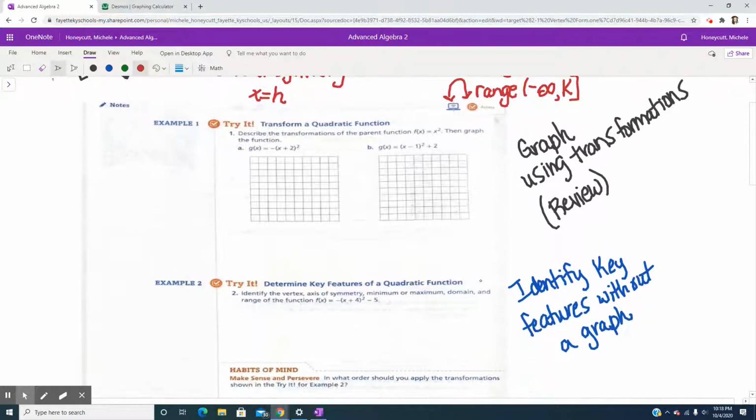So let's graph using transformations. All right, so example 1 says describe the transformations of the parent function of f of x, then graph the function. All right, so I'm looking at this and I see plus 2 inside a grouping symbol. So plus 2 inside the grouping symbol means that the parent function is going to shift to the left 2 units. And then that negative is going to be a reflection across the x-axis.